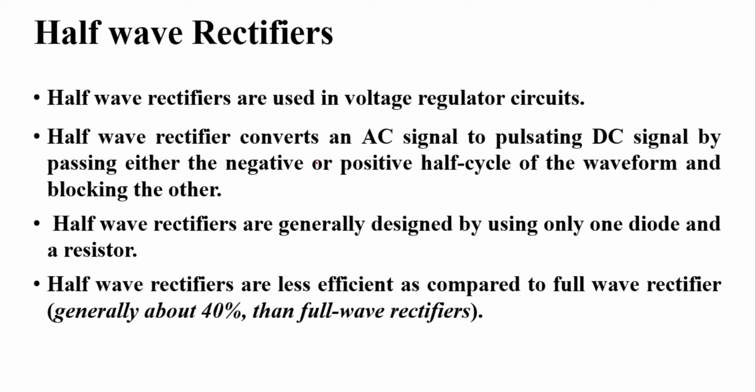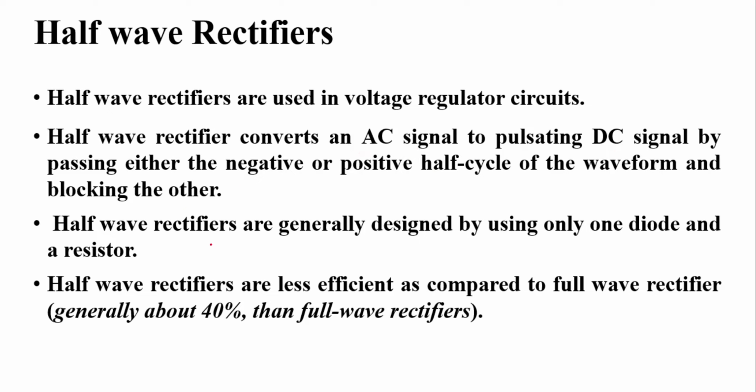Now coming to the basic property of a half-wave rectifier. A half-wave rectifier converts AC signal or alternating signals to pulsating DC signals or direct current signals. So there can be two types of half-wave rectifier. Either they can block the negative half of the sine wave, or they can block the positive half of the sine wave.